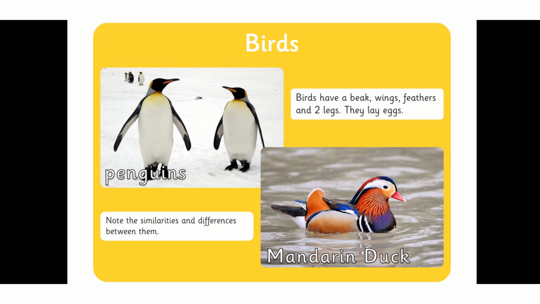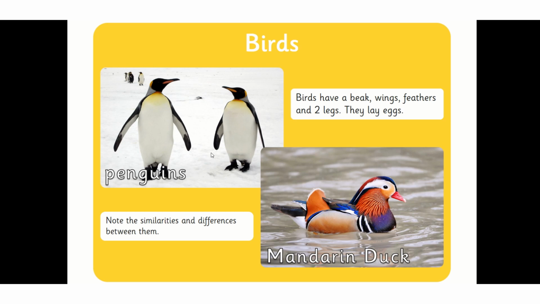And birds. Birds have a beak, wings, feathers, and 2 legs. They lay eggs. So just like the amphibians, they do lay eggs, but the birds' eggs are not laid in water. They're laid out of the water, aren't they? Even a bird that swims a lot on water has to make its nest out of the water, because a bird cannot breathe underneath the water. Penguins can swim for quite a long time under the water, but eventually they have to come to the surface of where they live and take some air.